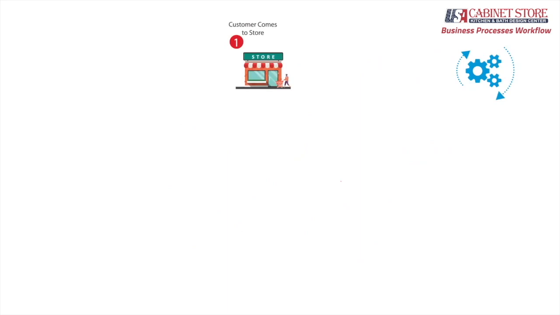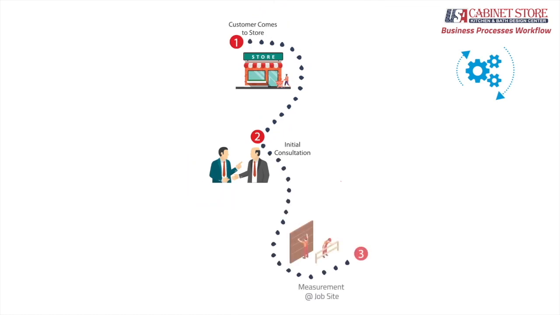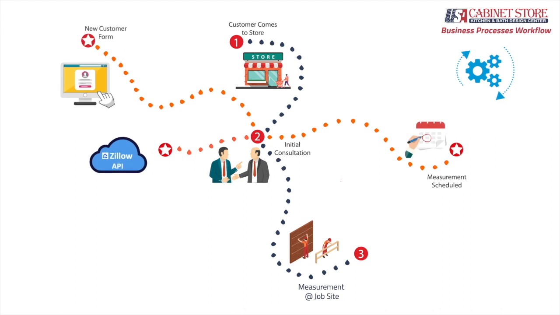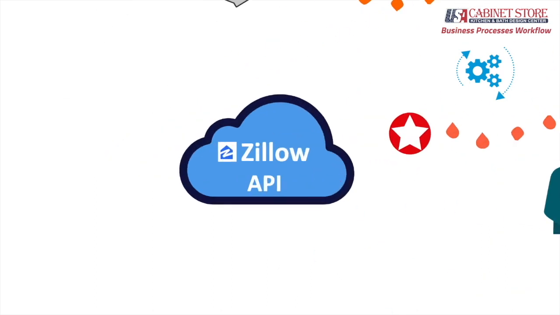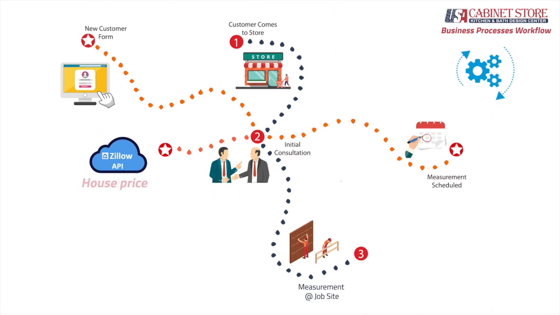With any business that wants to automate their business processes, naturally, the first step is coming up with a complete workflow of all the business processes as shown here. Anywork can interact and communicate with any API. For example, in this case, Anywork communicates with the Zillow API and automatically brings up the house price, last sold date, year built, and all other features Zillow provides about the house of the customer.